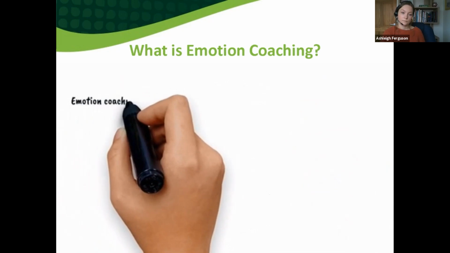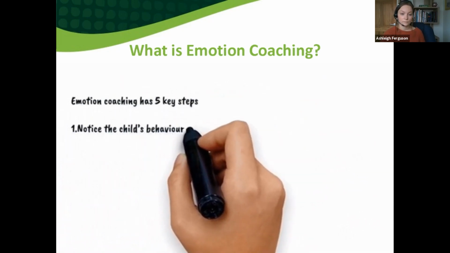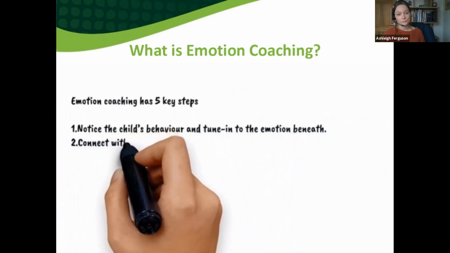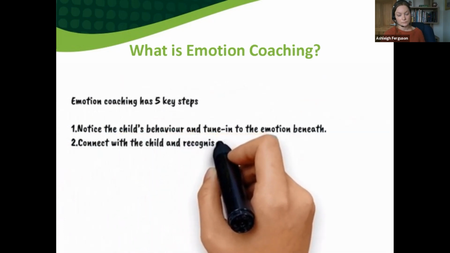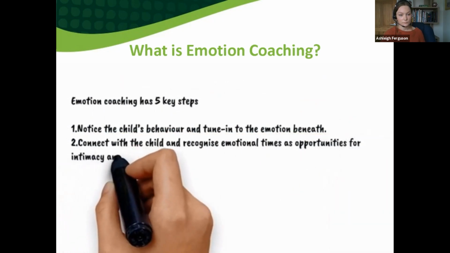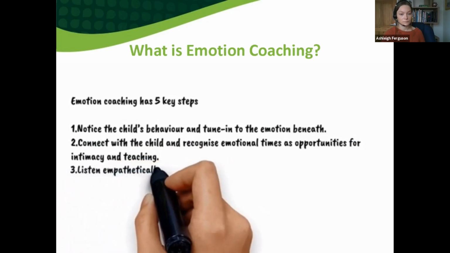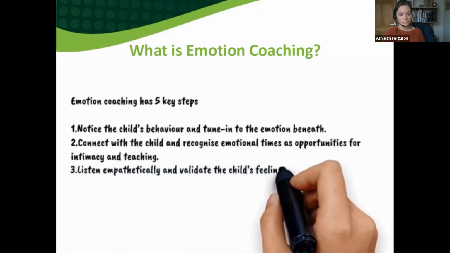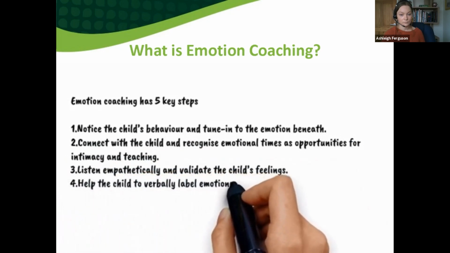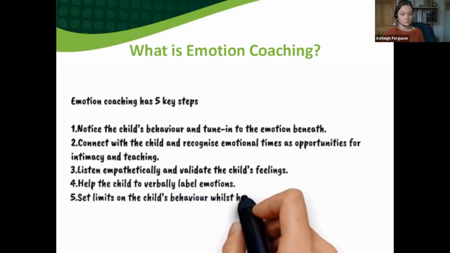Emotion coaching has 5 key steps. 1. Notice the child's behaviour and tune in to the emotion beneath. 2. Connect with the child and recognise emotional times as opportunities for intimacy and teaching. 3. Listen empathetically and validate the child's feelings. 4. Help the child to verbally label emotions. 5. Set limits on the child's behaviour whilst helping the child to problem solve.